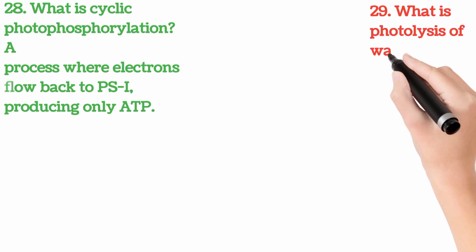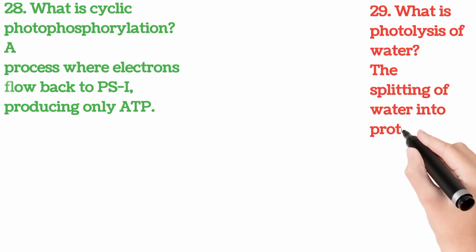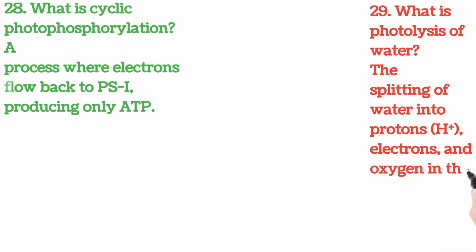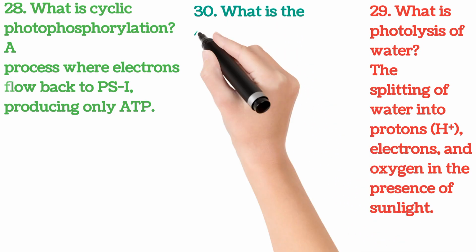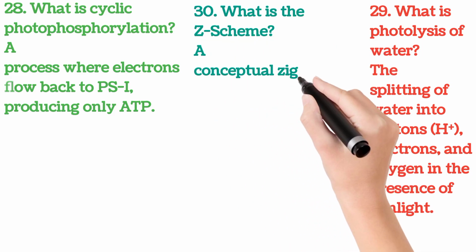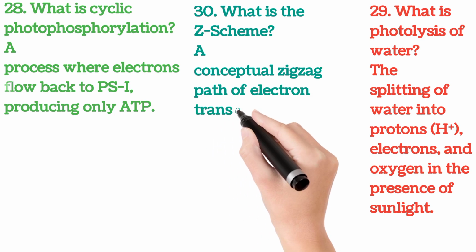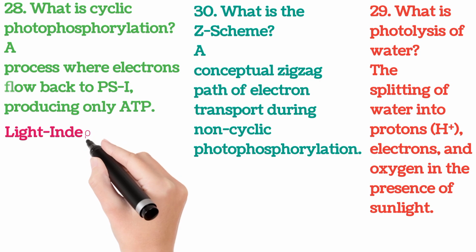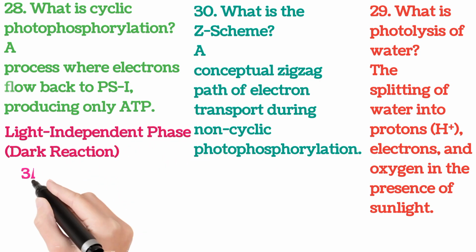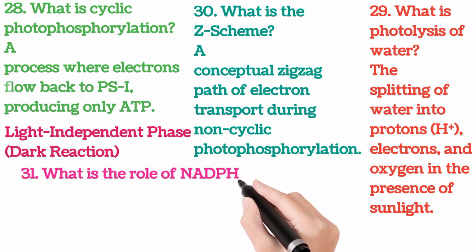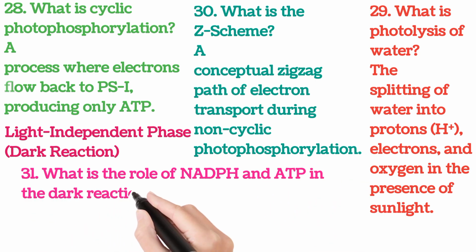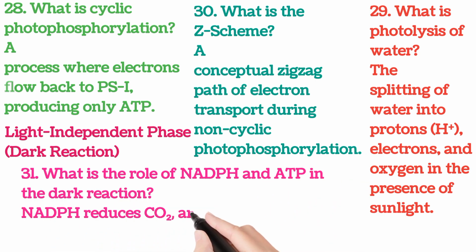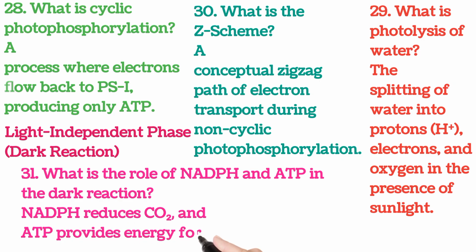29. What is photolysis of water? The splitting of water into protons, electrons, and oxygen in the presence of sunlight. 30. What is the Z scheme? A conceptual zigzag path of electron transport during non-cyclic photophosphorylation. Light-independent phase, dark reaction. 31. What is the role of NADPH and ATP in the dark reaction?